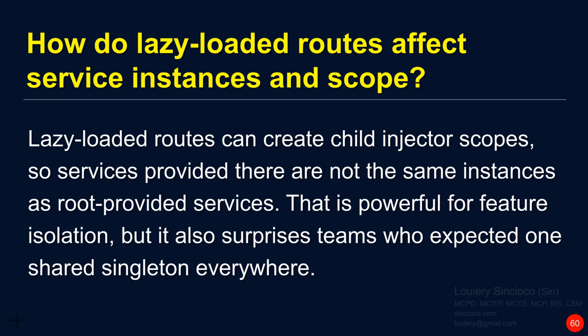How do lazy loaded routes affect service instances and scope? Lazy loaded routes can create child injector scopes, so services provided there are not the same instances as root-provided services. That is powerful for feature isolation, but it also surprises teams who expected one shared singleton everywhere.